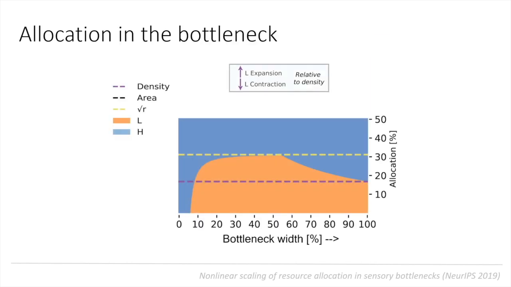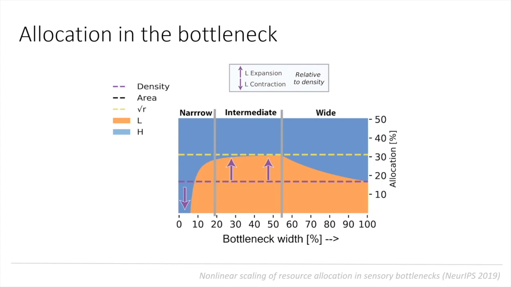When the bottleneck is narrow, the vast majority of the neurons are allocated to the high-density input region, shown in blue, leading to an expansion in the bottleneck. For intermediate-sized bottlenecks, the allocation converges to a constant value, leading to the plateau you see here. Now, the lower density region, shown in orange, tends to be overrepresented.